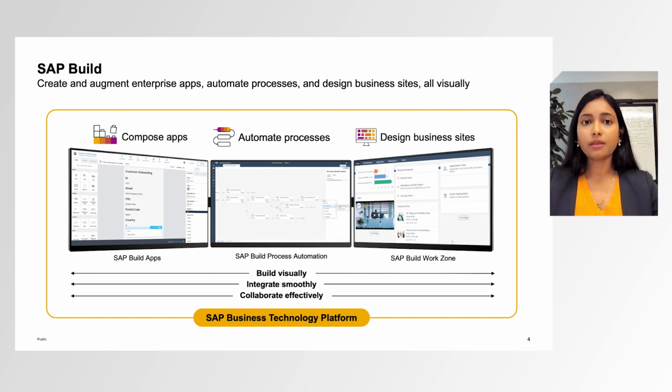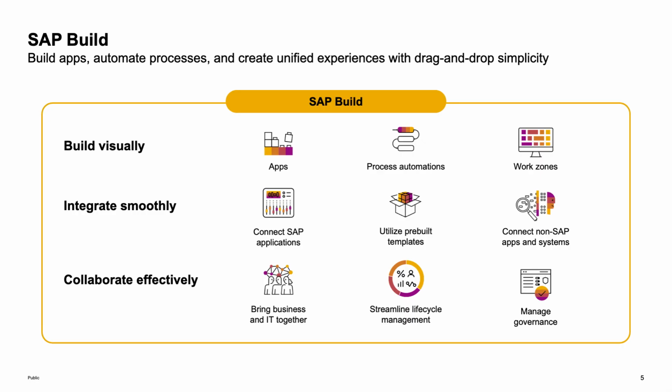This will also enable business and IT to collaborate effectively as fusion teams with the drag and drop simplicity and governance built in throughout the application development lifecycle. The SAP Build portfolio combines our low-code solutions, which enable users of all skill levels to easily integrate and augment business applications. The unified low-code solution portfolio empowers users to create applications, automate tedious processes, and design engaging business sites with drag and drop simplicity.